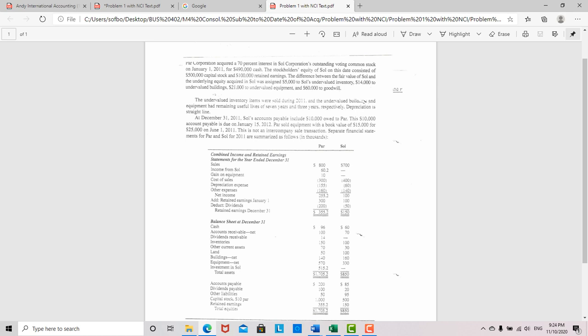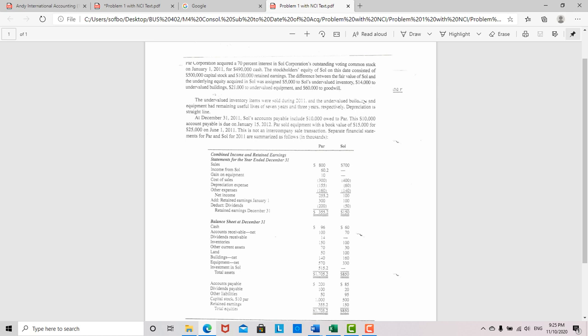So you're paying $490,000 for only 70% of the company, and they have figured that when they figure out the fair value of Sol's, there's going to be a difference between the amount paid and the book value they receive, and that difference is going to go 5,000 to inventory, 14,000 to buildings, 21,000 to undervalued equipment, and 60,000 to goodwill. So there's some goodwill. That's the first paragraph.